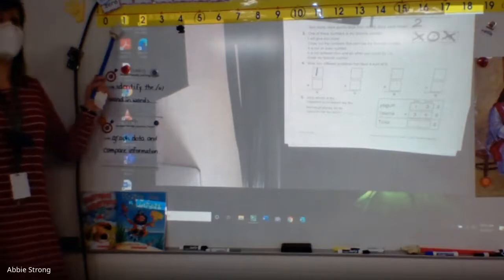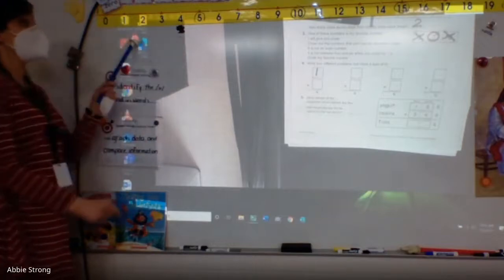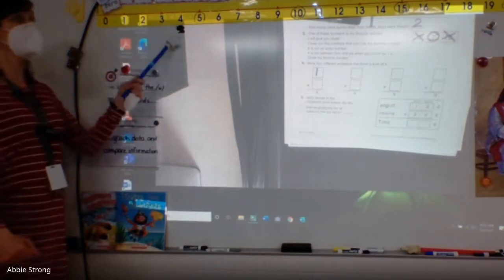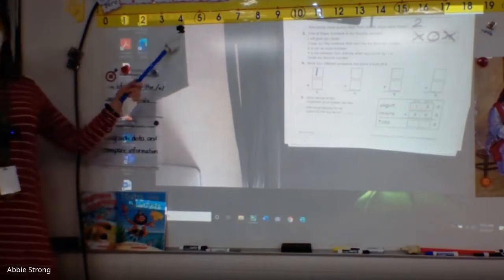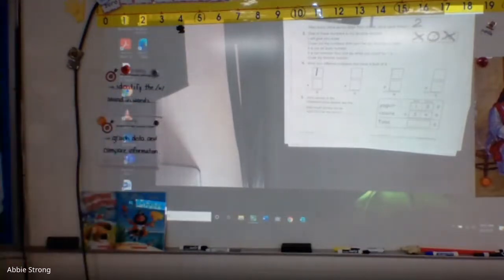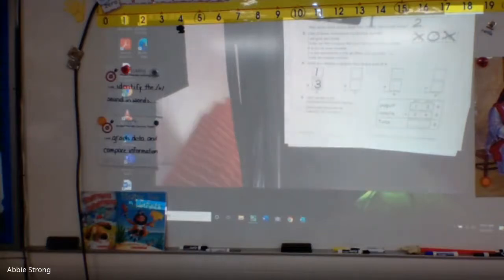Let's count our hops. We're going to stop when we get to 4. Ready? Here we go. 1, 2, 3. What number should we put in that box underneath the 1, Delilah? 3. A 3. Good job. I want you to take your pencil and write a 3 underneath that line or that box.